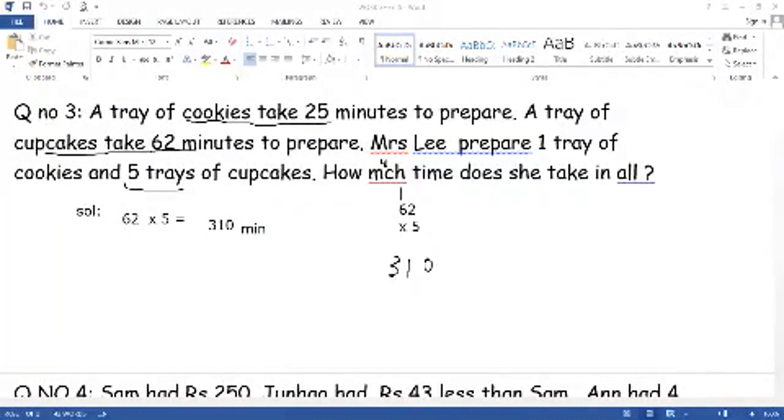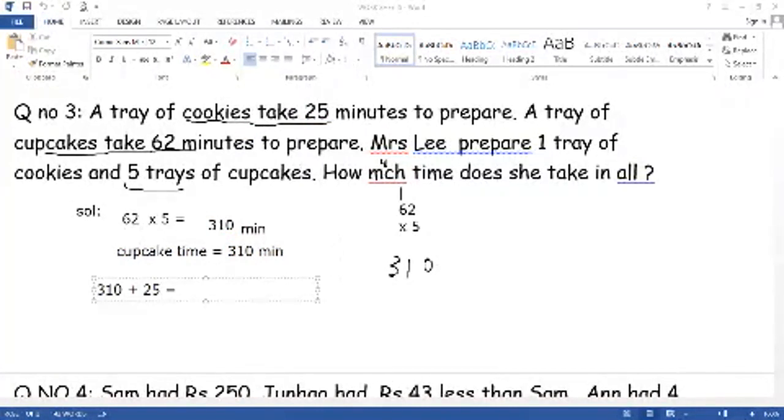So what you are all going to do, you will write it down over here. Cupcake time is, you will simply mention 3:10 minutes. You got your answer. Now your teacher is asking how much time she takes in all, the total time. So the cookies time is given, the cupcake time you found out. So your second step is simply to add it. You will add 3:10 plus 25, and you will write down your answer.